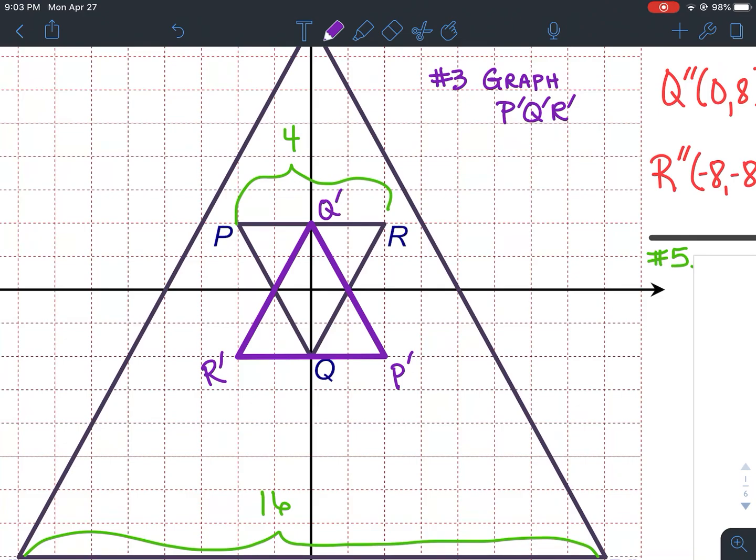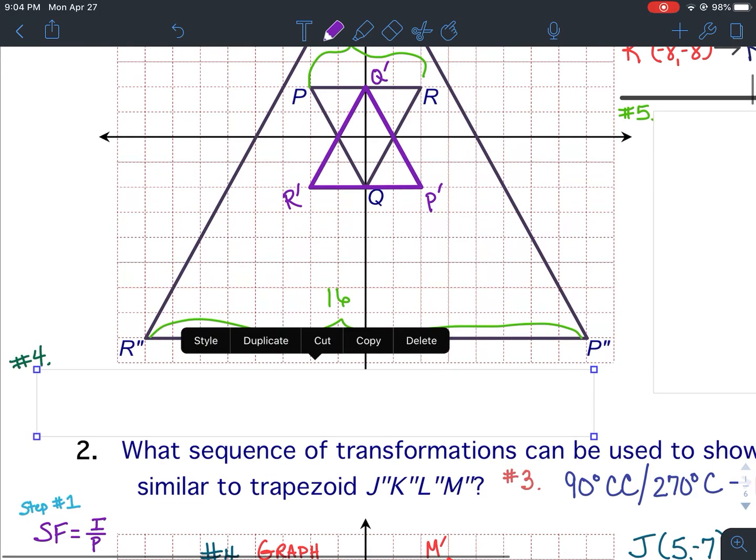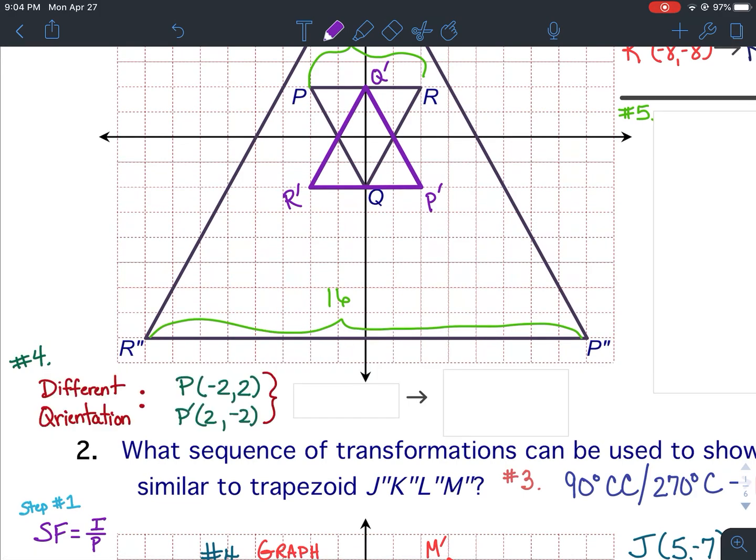Step 4 is to look at the orientation of P prime, Q prime, R prime, and PQR. If I look at these, Q and Q prime are across from one another. So you might start to think it's a reflection. However, since P and P prime are not across from one another, and R and R prime are not across from one another, it's not a reflection. So this is not a reflection. It has to be a rotation. So I'm going to go down here to step 4, and I know I have a rotation.